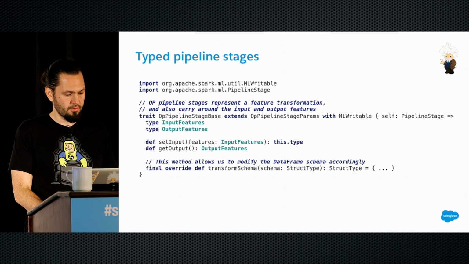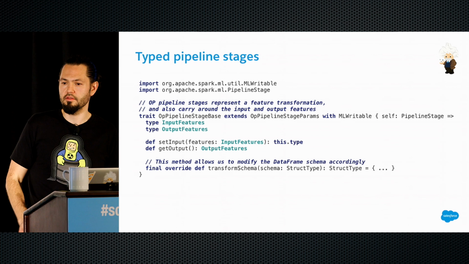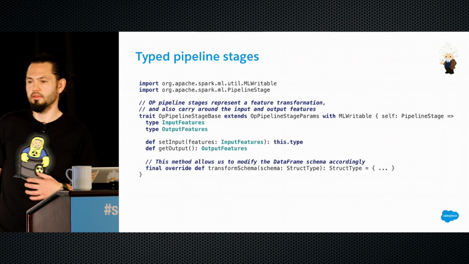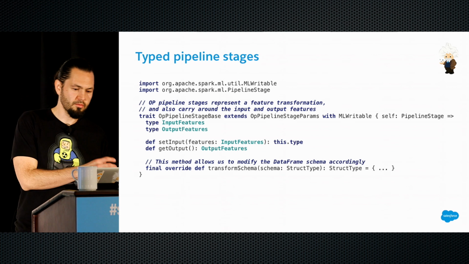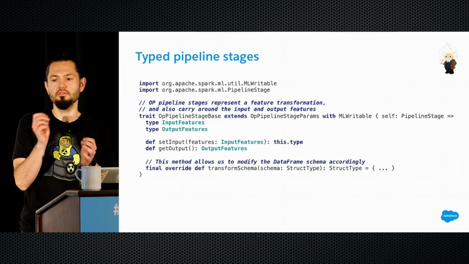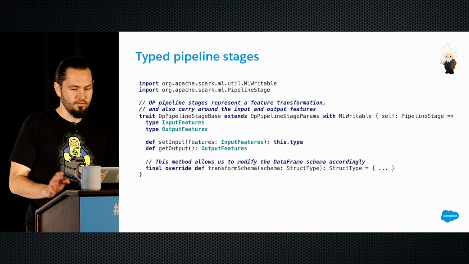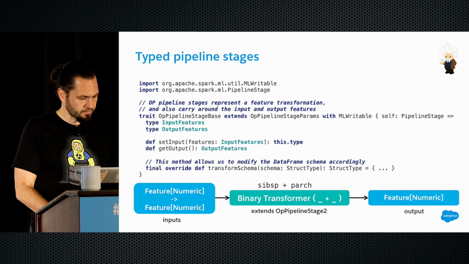And then we take care of transforming the data frame schema underneath. So again, I hide this method because it's pretty involved. But this is what we do for the users. We add columns, we add metadata for the columns, we make sure the types match, and we move on. So we hide it completely from the user's perspective.